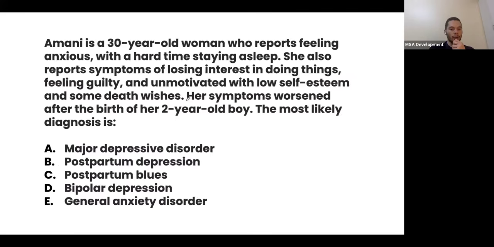But Amani is a 30-year-old woman who reports feeling anxious with a hard time staying asleep. She also reports symptoms of losing interest in doing things, feeling guilty and unmotivated with low self-esteem, and some death wishes. Her symptoms worsened after the birth of her 2-year-old boy. The most likely diagnosis is B. Any other answers? So this question is a trick question, actually. The answer here is A. Why? Because it's after the birth of her 2-year-old, but it's been more than 12 months. We said postpartum depression and postpartum blues happen within the first 12 months. If it exceeds 12 months, then you're thinking more about major depressive disorder. Make sense?